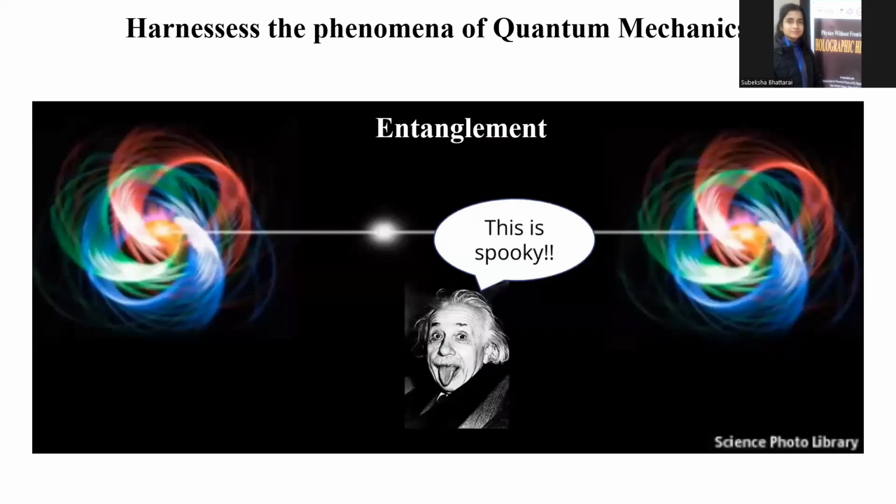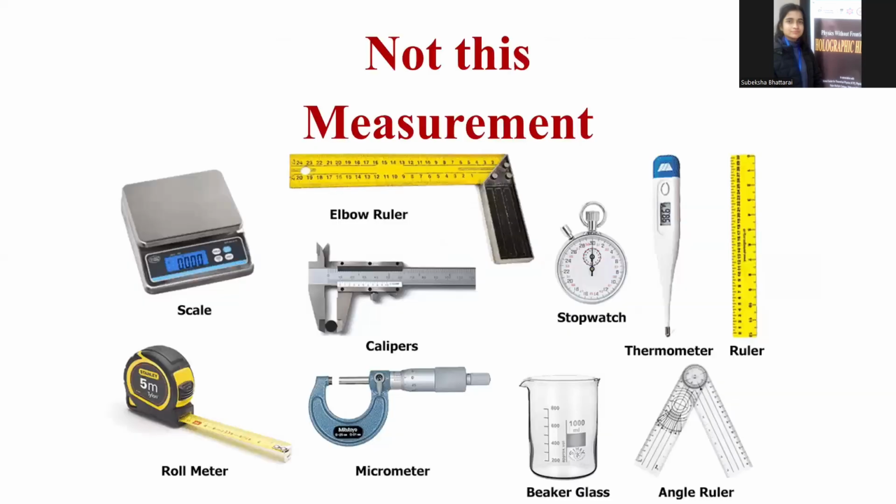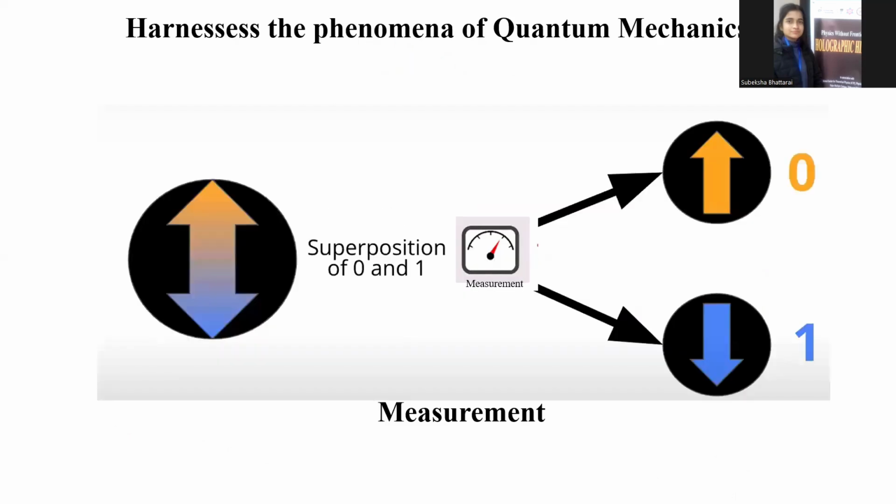Last one is measurement. Measurement in quantum computing is not like what you learn in school. In standard science, measurement tells you something that was already there, like the length of a pencil or the temperature of the room. In quantum computing, measuring a qubit actually changes its state.